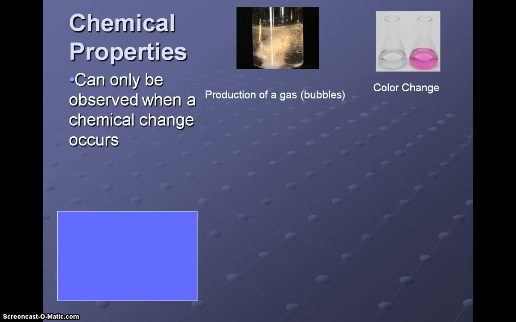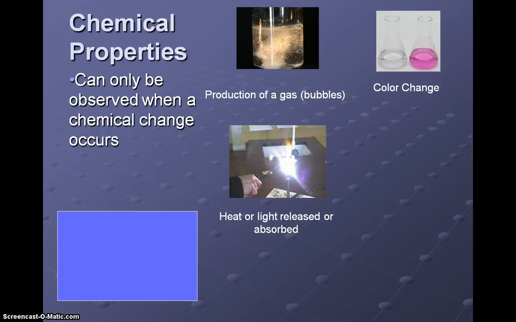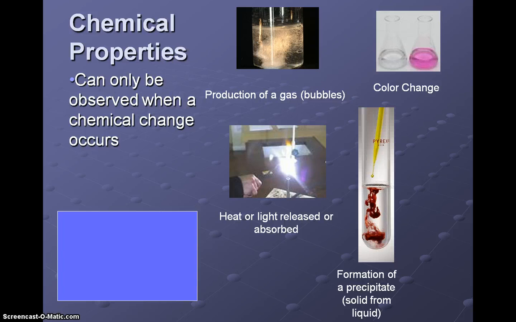Now the second indicator is color change. So if you put 2 substances together and they form a new color, then that is an indicator that a chemical reaction has occurred. Heat or light can be released or absorbed. So heat and light are both forms of energy. So energy either being taken in or released during a chemical reaction is an indicator that that reaction is actually occurring. And then lastly is something called the formation of a precipitate.